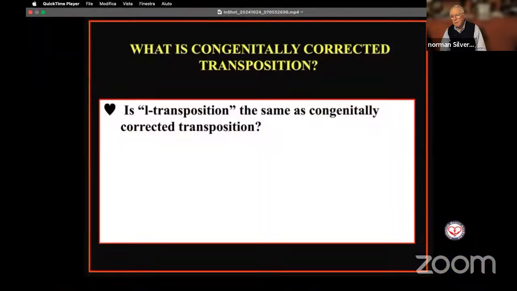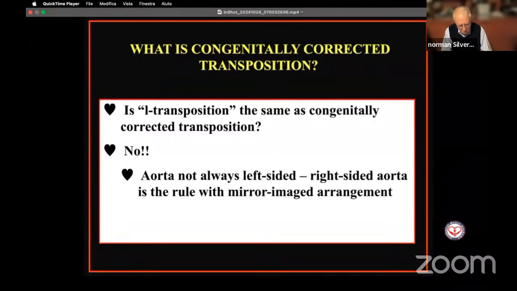So now you've seen the regular situation for congenitally corrected transposition. And in that heart that you saw, there was an anterior and left-sided aorta. But is L transposition the same as congenitally corrected transposition? Let me emphasize again, that is not the case.